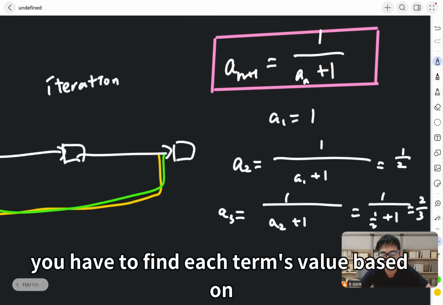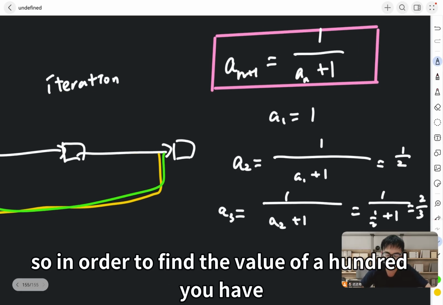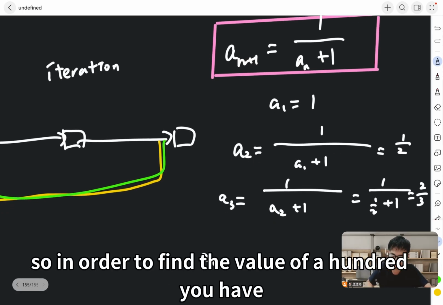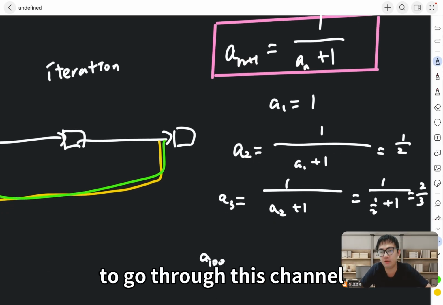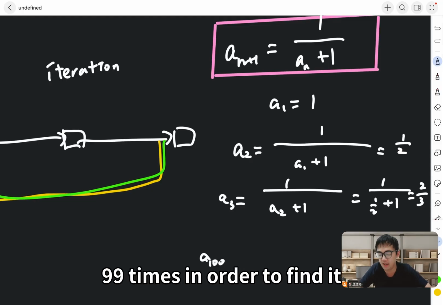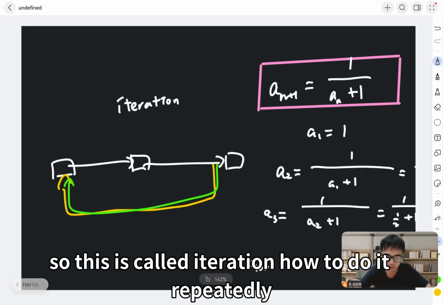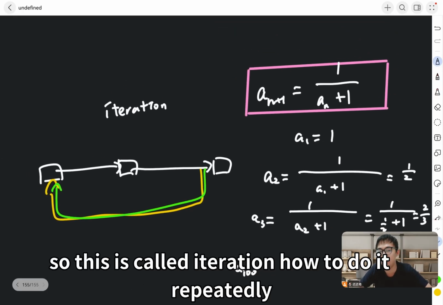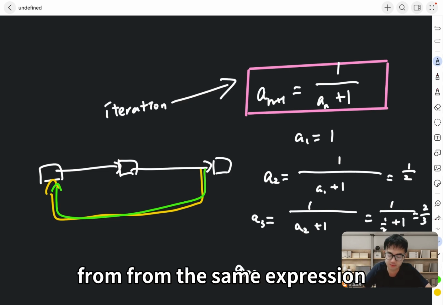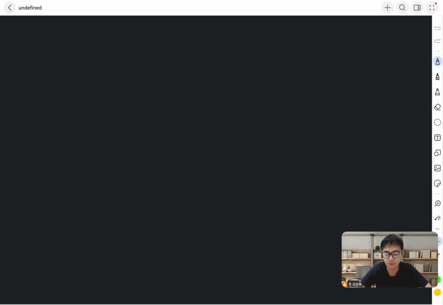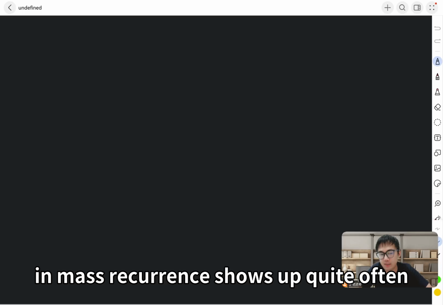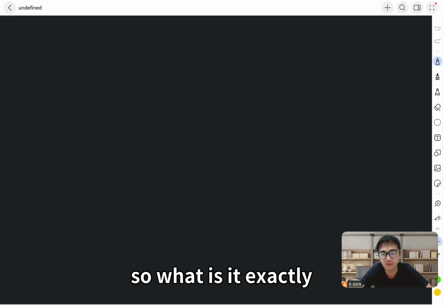This is called iteration. You have to find each term's value based on the term before. So in order to find the value of a100, you have to go through this channel 99 times. You have to do it repeatedly from the same expression. In math, recurrence shows up quite often. So what is it exactly?